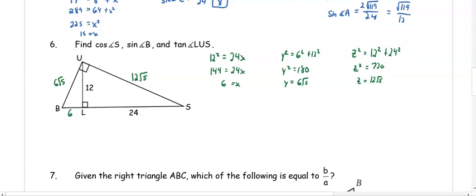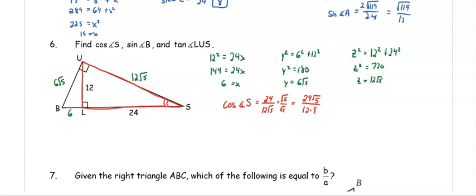Now, when we're trying to find sine, cosine, tangent, there's a lot of right triangles here. It doesn't matter what you use as long as you're using a right triangle. So I try to use the smaller triangles because it has a little less reducing that I have to do. If I'm doing the cosine of S, I'm going to use the triangle LUS. The cosine of angle S is the adjacent over the hypotenuse. So the adjacent side is 24, and the hypotenuse is 12 root 5. We need to rationalize to get the root out of the bottom. So we have 24 root 5 over 12 times 5. The 12 and the 24 can reduce, so we are left with 2 root 5 over 5.